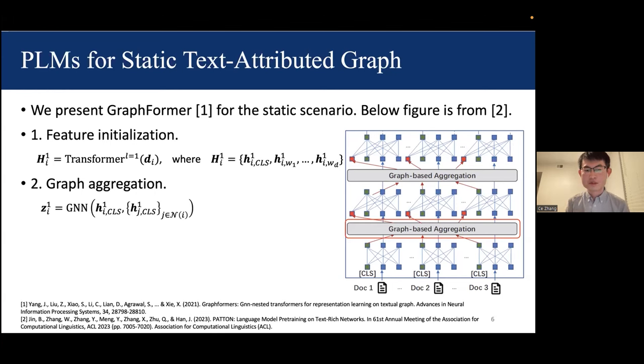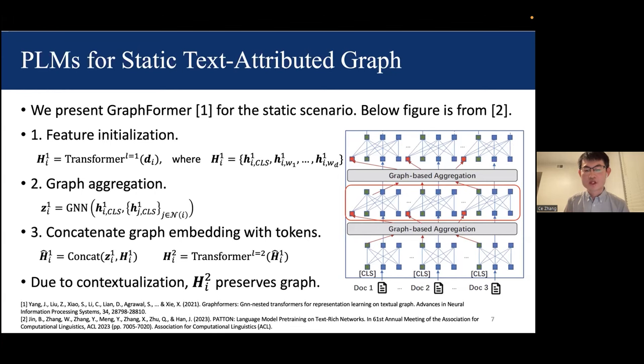This is the input of the graph neural network, and as the output, we obtain z_i. z_i is the output from the graph neural network, and it should capture graph structure. But remember, the input of this graph neural network is the CLS token, right? The CLS token is output from our previous transformer, which means it should capture text information. So in the end, the output z here should capture both text and graph structure.